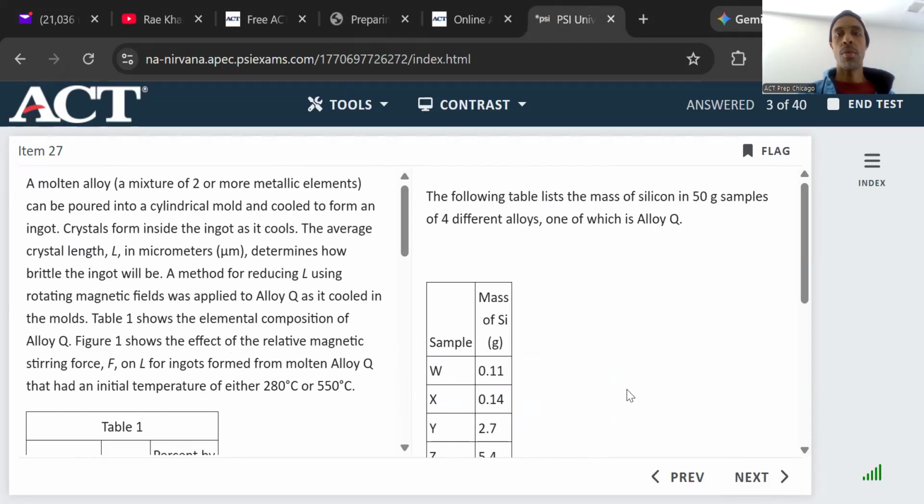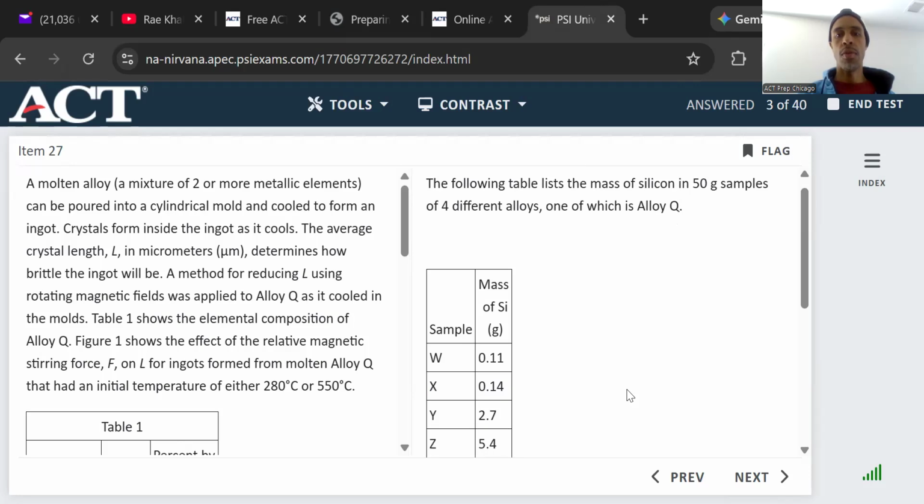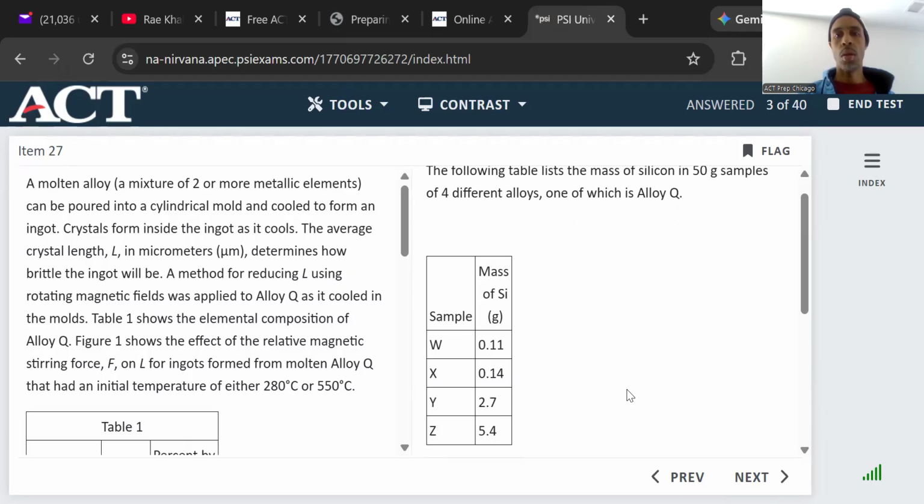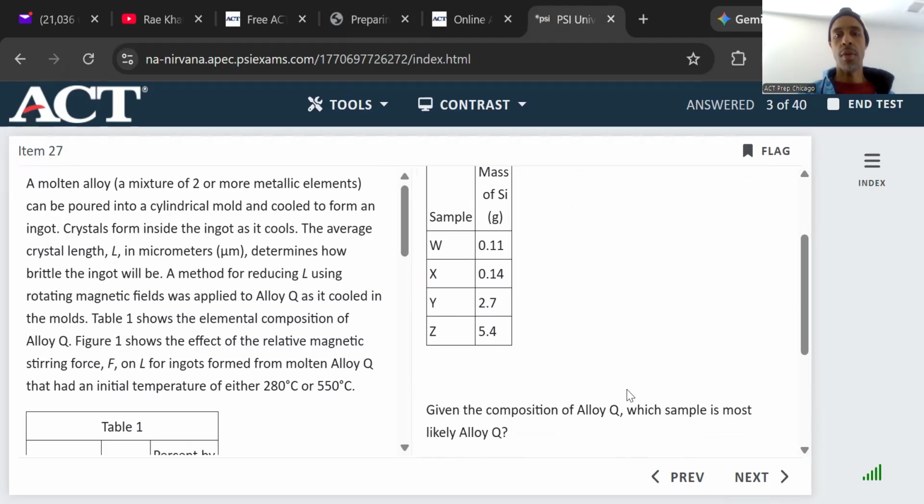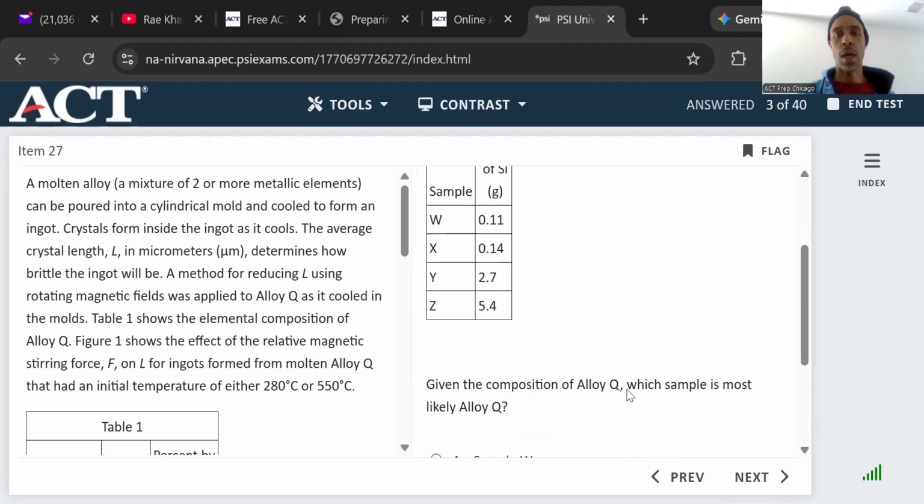All right, the following table lists the mass of silicon in 50-gram samples of 4 different alloys, one of which is alloy Q. Given the composition of alloy Q, which sample is most likely alloy Q?